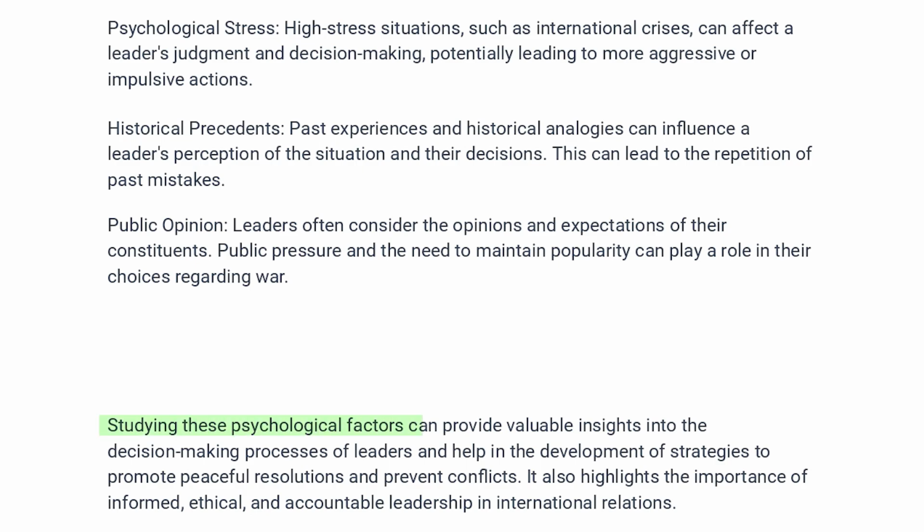Studying these psychological factors can provide valuable insights into the decision-making processes of leaders and help in the development of strategies to promote peaceful resolutions and prevent conflicts. It also highlights the importance of informed, ethical, and accountable leadership in international relations.